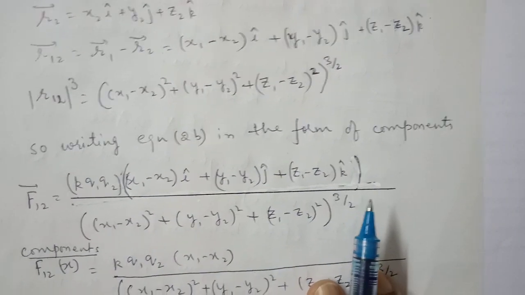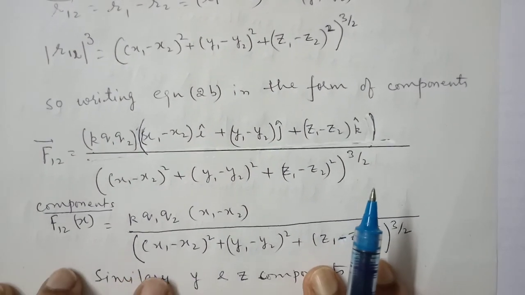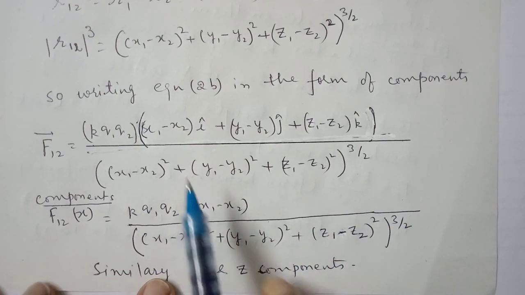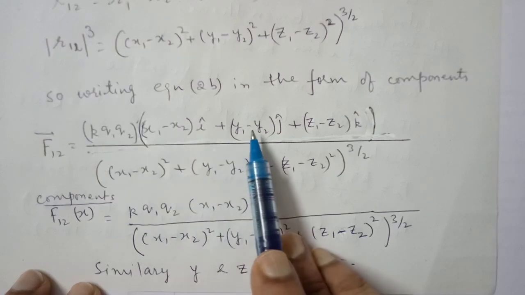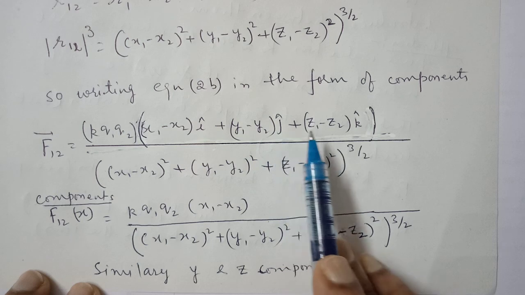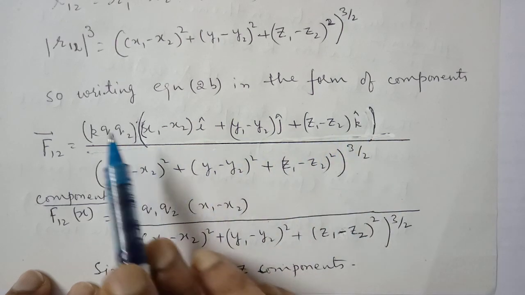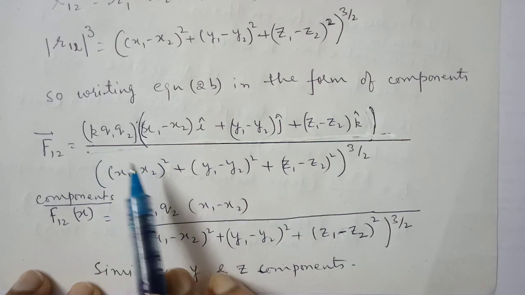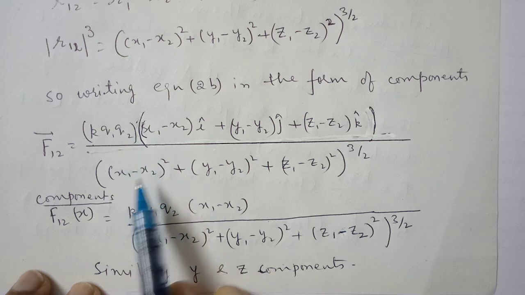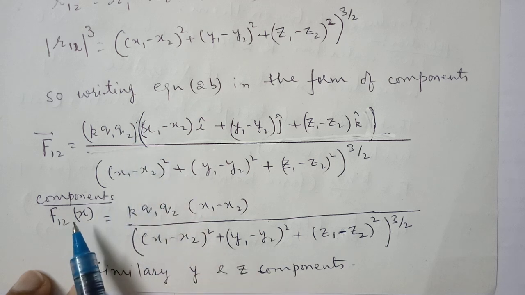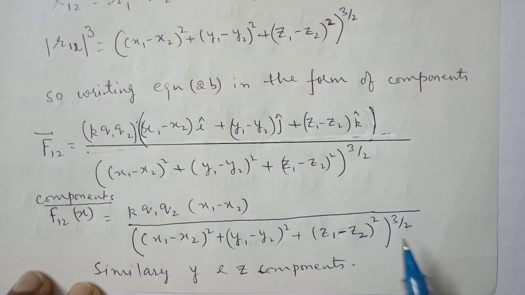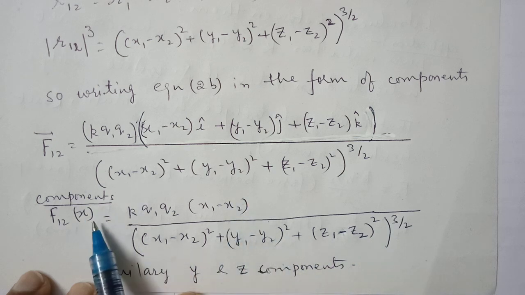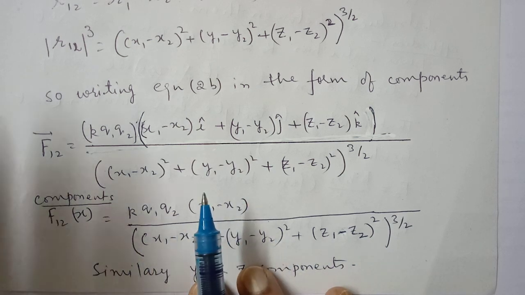So if we write the expression for force in terms of its components, then K Q1 Q2 times x1 minus x2 i cap, y1 minus y2 j cap, z1 minus z2 k cap, these two things remain common together. So the x component of the force is K Q1 Q2 x1 minus x2, and the expression is given by this. Similarly, we can write y and z components.